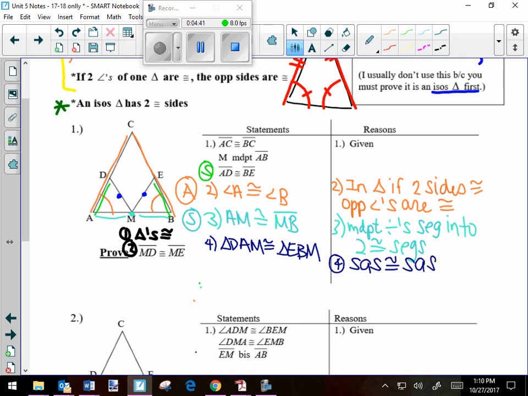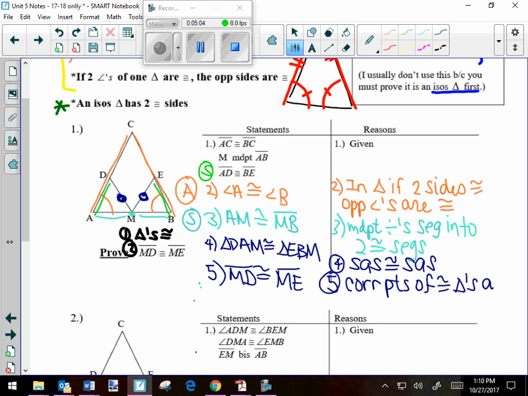Once I know that my triangles are congruent, these two sides that were in my original proof line have to be congruent to each other. The reason why I now know that they are congruent to each other is because once the triangles are congruent, all of their parts are congruent. The formal reason for that is corresponding parts of congruent triangles are congruent. You use this reason after you make your triangles congruent to make all of the other parts congruent.